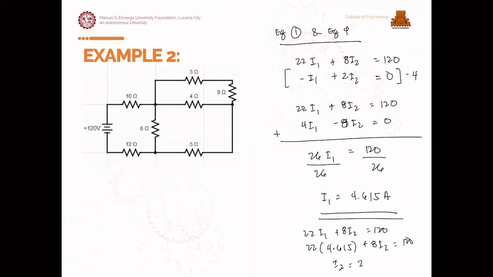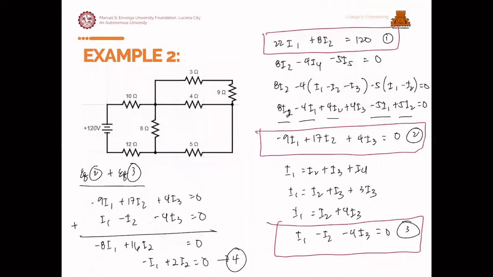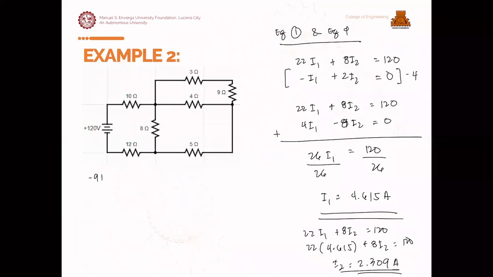Okay. We have 2.309 amperes ang I2. Then, kasunod is I3. So, kunin natin si I3 sa equation 2. So, negative 9I1 plus 17I2 plus 14I3 equals to 0. So, negative 4.615 plus 17, 2.309 plus 14 I3 equals to 0.